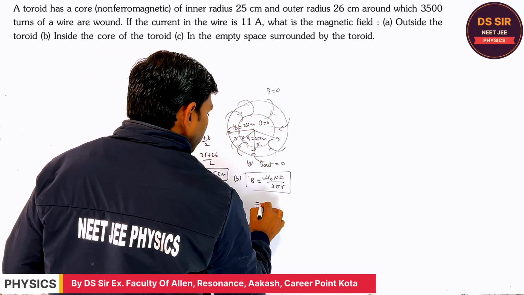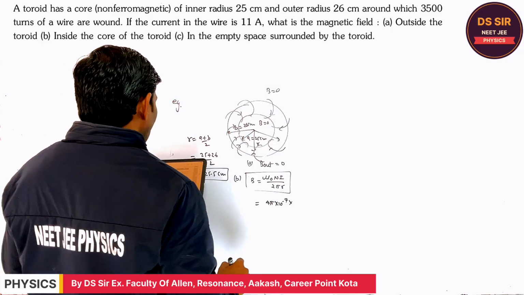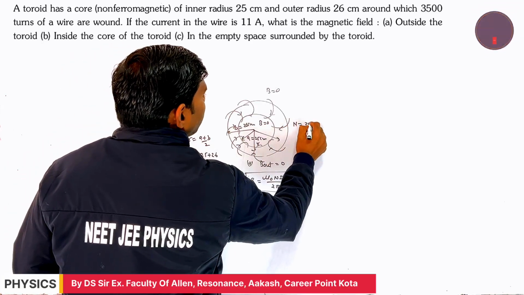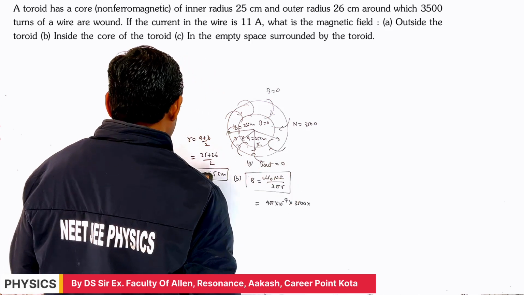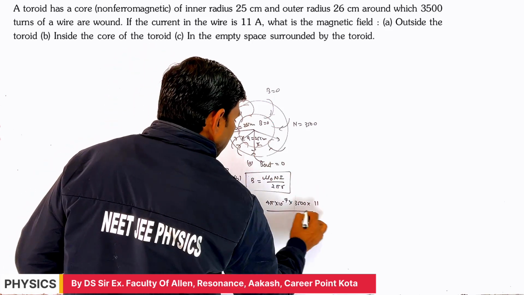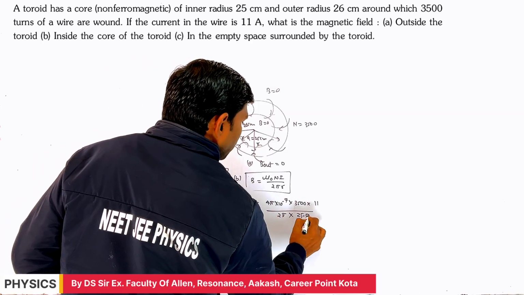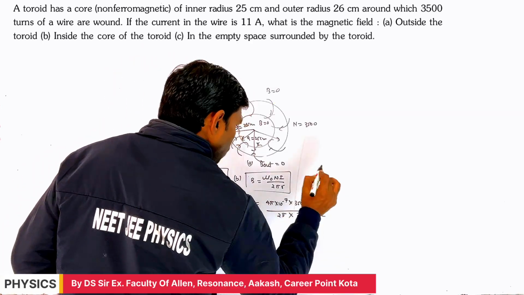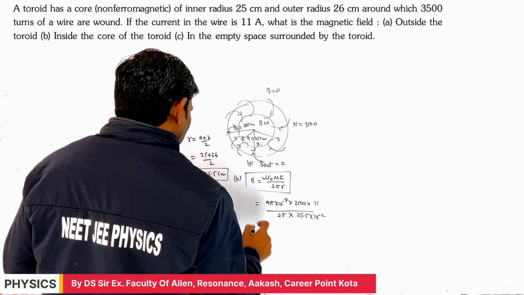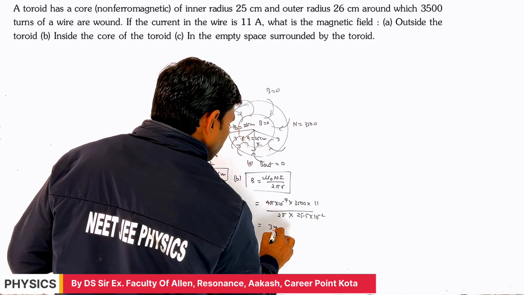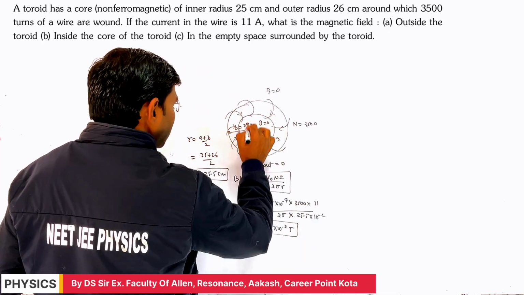Mu naught is 4 pi into 10 to the power minus 7. The total number of turns is 3500. The current I is 11 ampere. Divided by 2 pi into R, where the mean radius is 25.5 into 10 to the power minus 2. When you calculate, you get approximately 3 into 10 to the power minus 2 Tesla, which is the magnetic field inside the toroid.